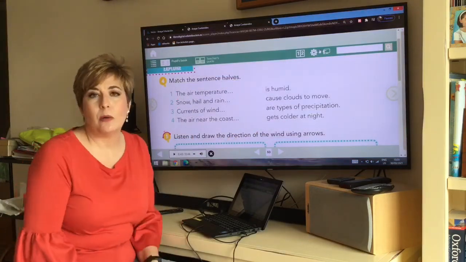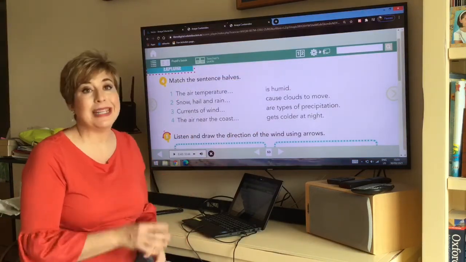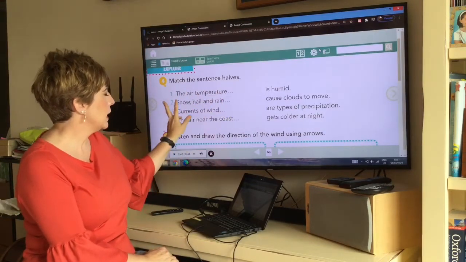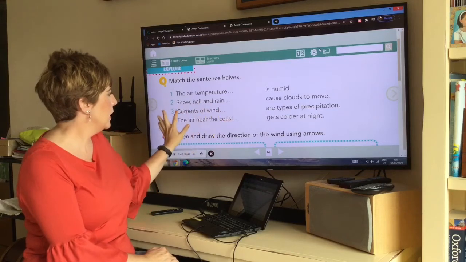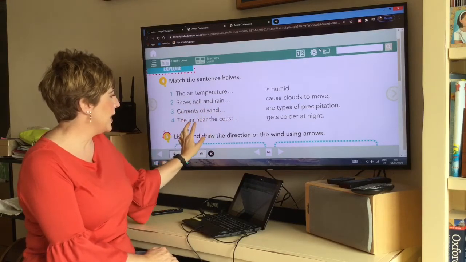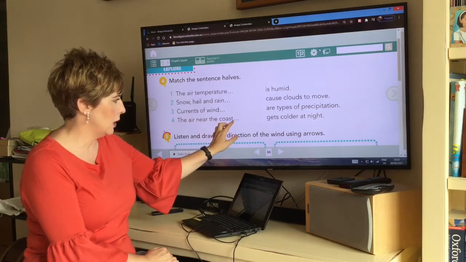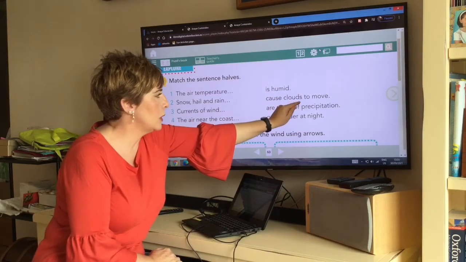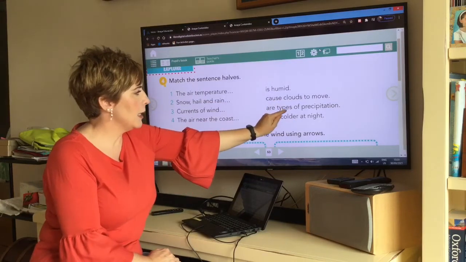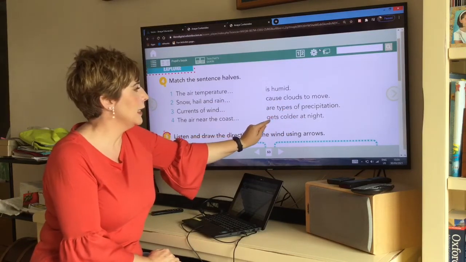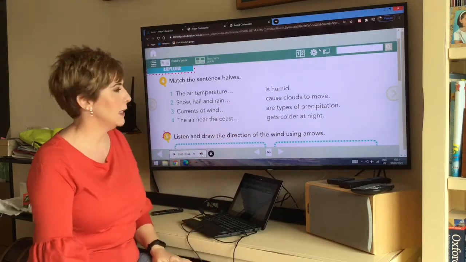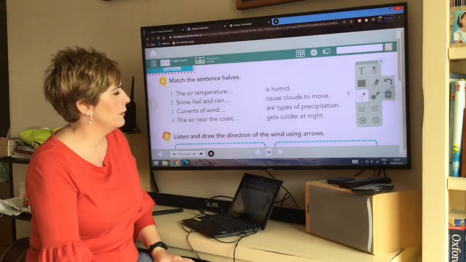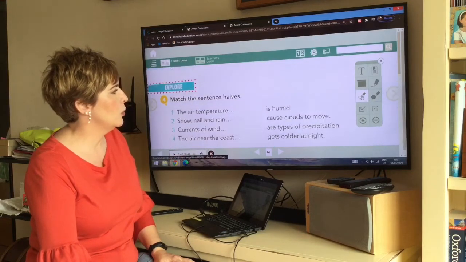This activity that you have at page 53 is very, very important. We are going to talk about the air temperature, snow, hail, and rain, currents of wind, and the air near the coast. And we have is humid, cause clouds to move, are types of precipitation, and gets colder at night. Let's match, or let's put the numbers if you want, whatever you prefer. We can match or write the numbers.